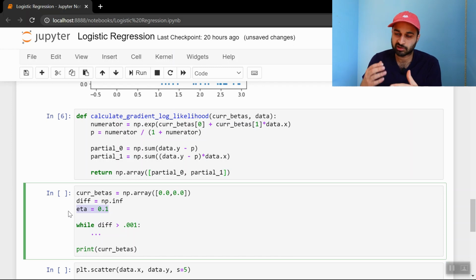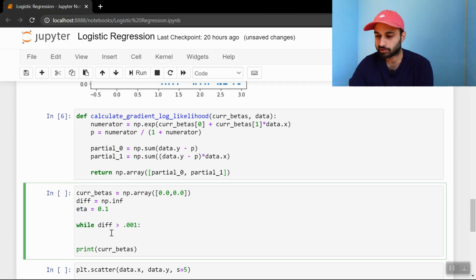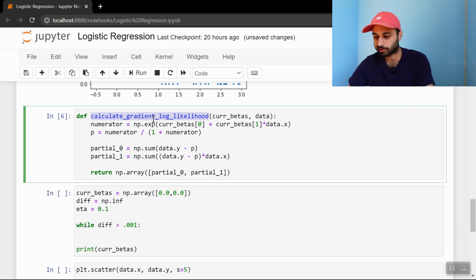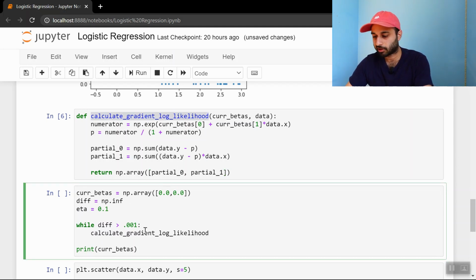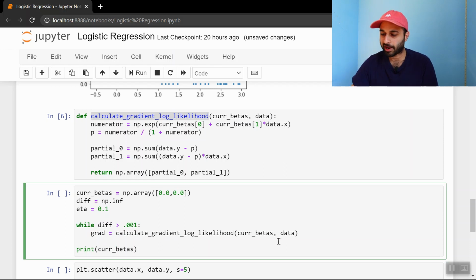The smaller it is, the more fine-grained steps you'll take. But that also means that it's going to take longer for us to get to the solution. So while diff is greater than 0.001, let's get the gradient of the log likelihood. So calculate the gradient of the log likelihood, put in the cur betas, throw in the data here. And so this is going to be called grad.